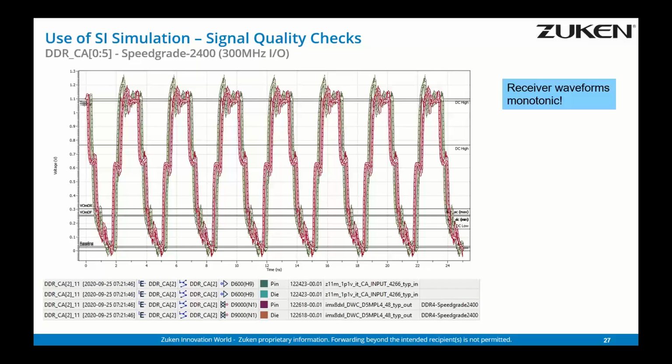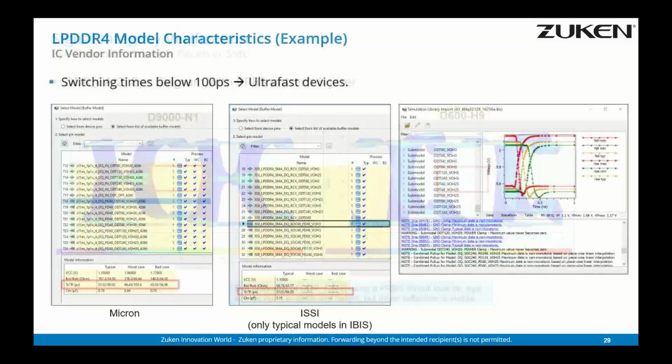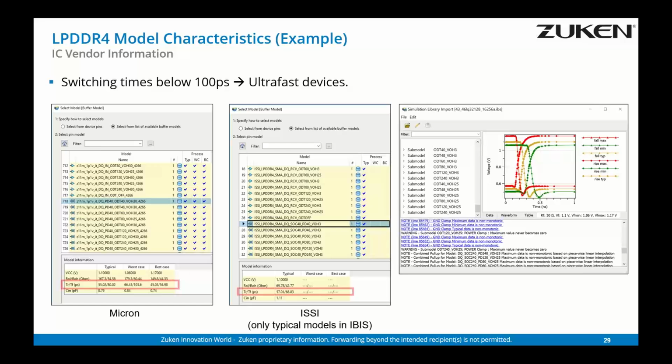What's often investigated are the waveforms, whether the receiver signals are monotonic, either for one single signal or for a group of signals. Here, the red waveform is the driver side, in this case the IMX8, as well as the column address signals. And the green waveforms are the voltages at the memory device, at the Micron. They switch monotonically. We have eye diagram results on the driver side and on the receiver side, indicating that the eye is open enough and behaving properly, so no additional measures seem to be necessary here.